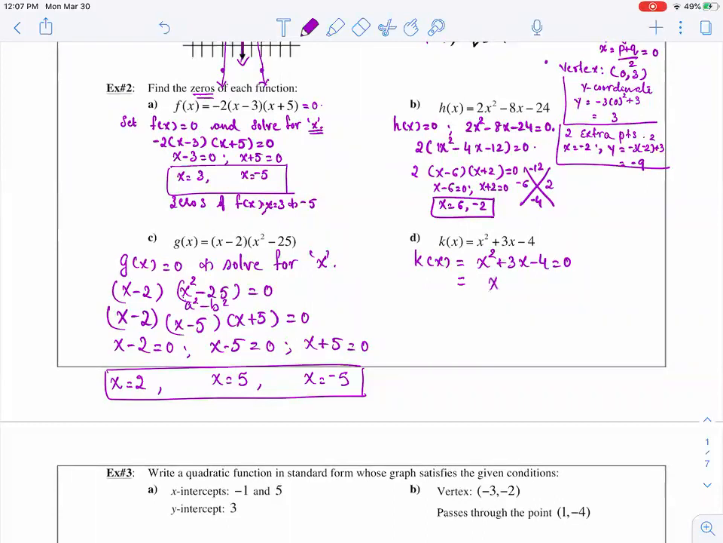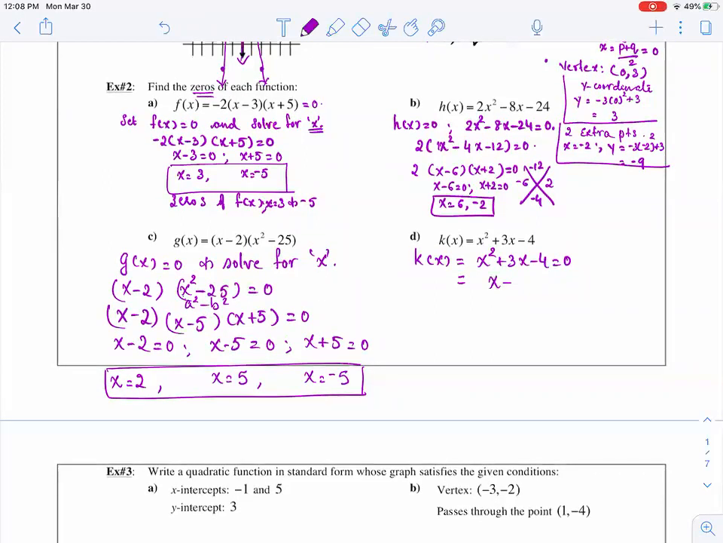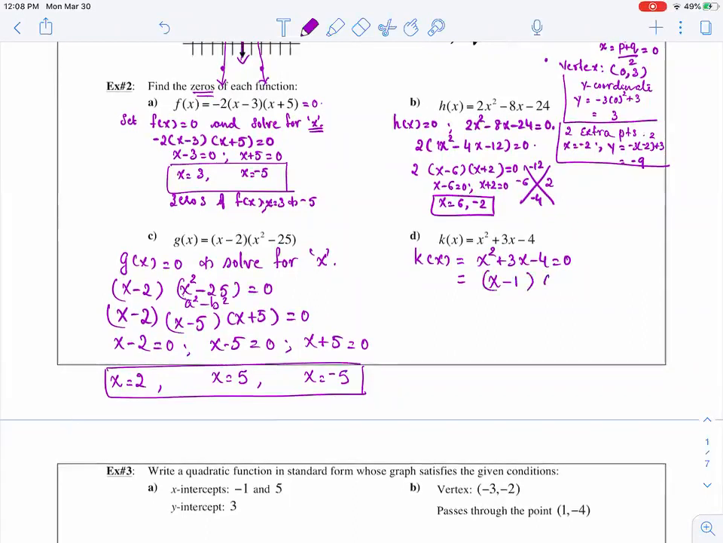So the factors are x. What are the factors? -1 and 4. Correct. x minus 1 times x plus 4 is equal to 0. You just have to use the x method. You don't need the box after this because the leading coefficient is just 1. And then x minus 1 is equal to 0.